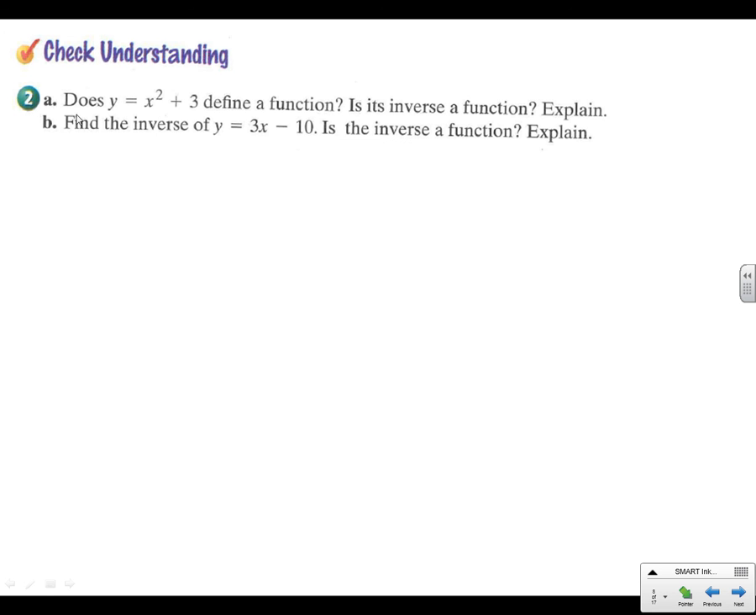All right, so think about this. Does y equals x squared plus 3 define a function? And then is its inverse a function? Right? Think about again what a function is. Every input has one output. Find the inverse of this equation. Here is the inverse of function. All right, so again, switch your x's and your y's, get the inverse.